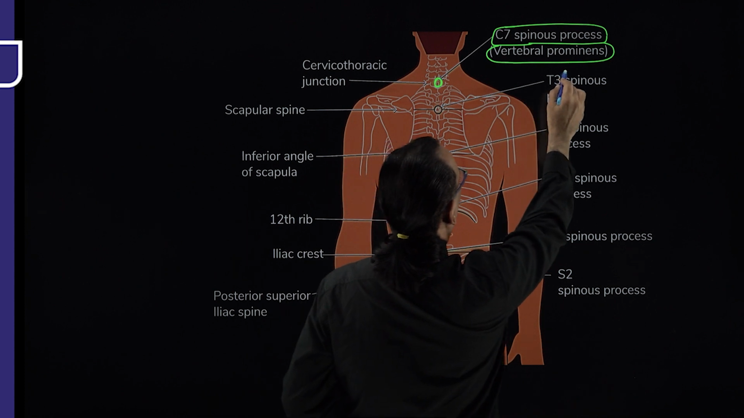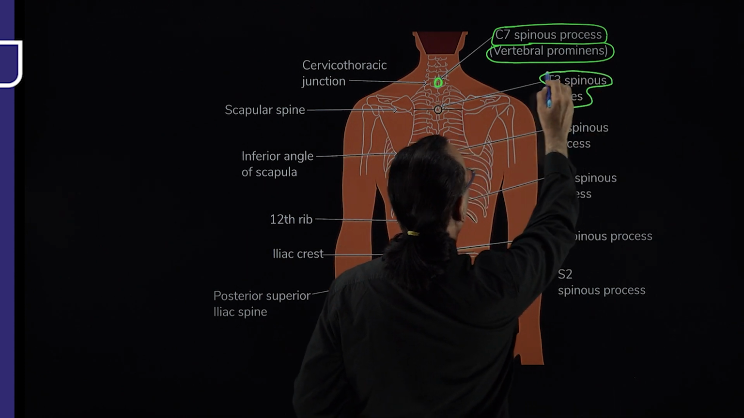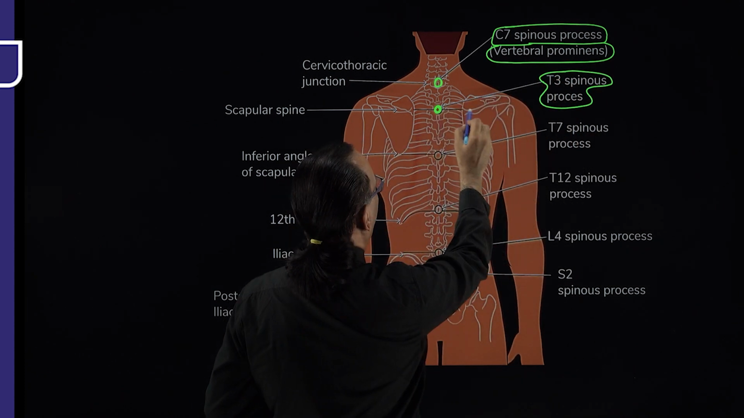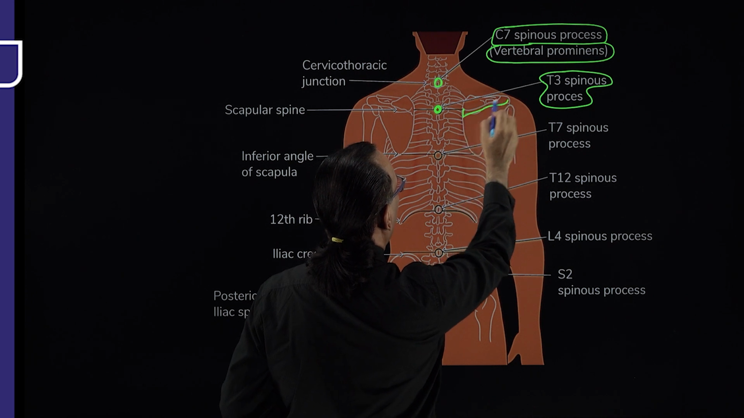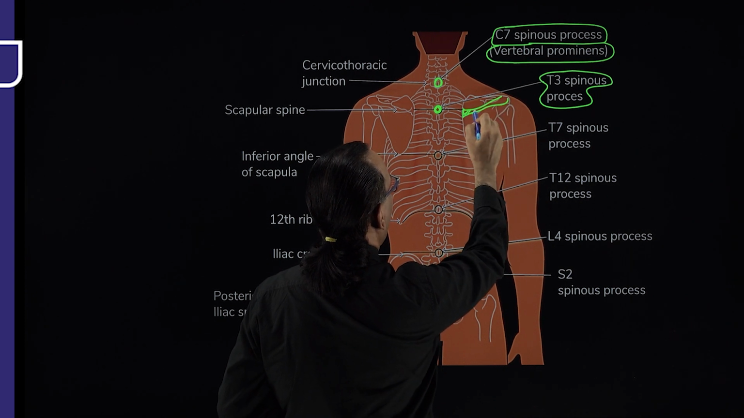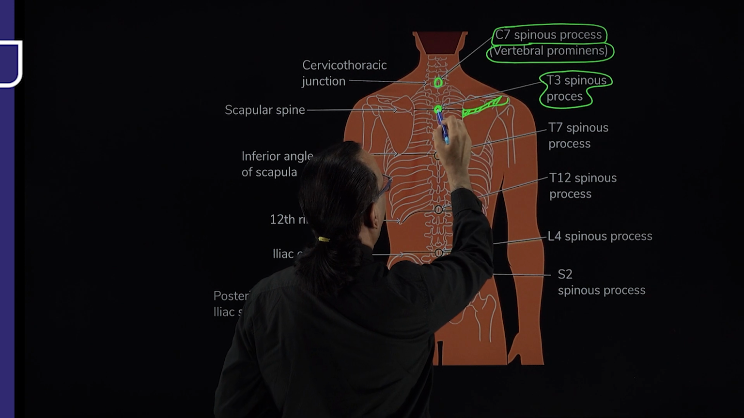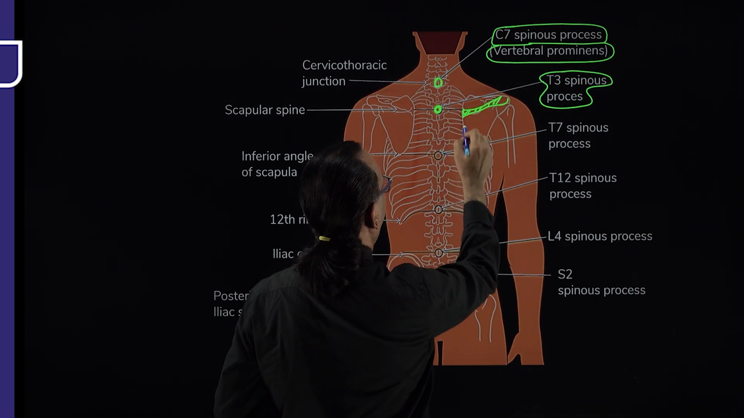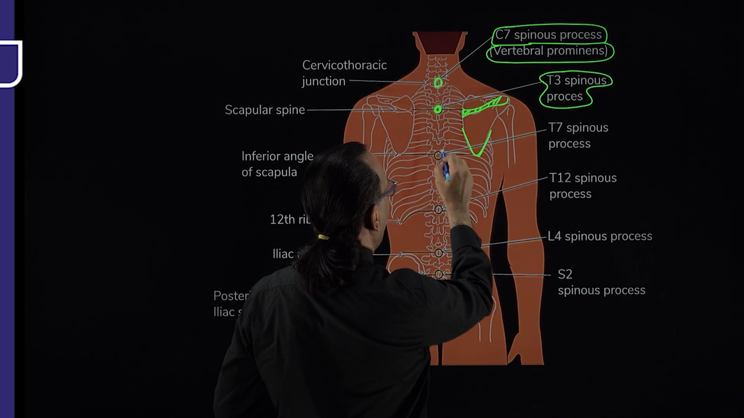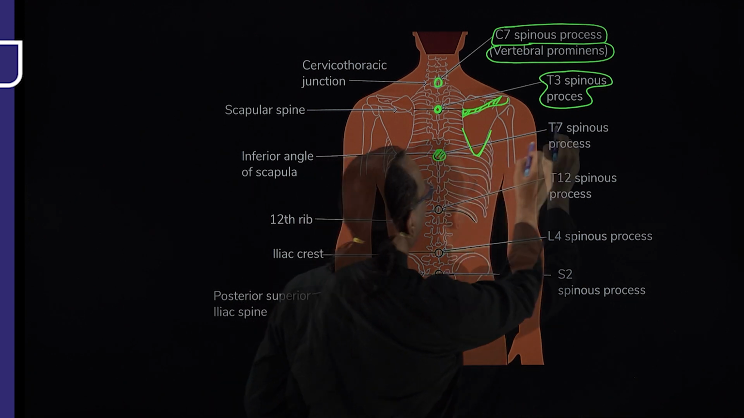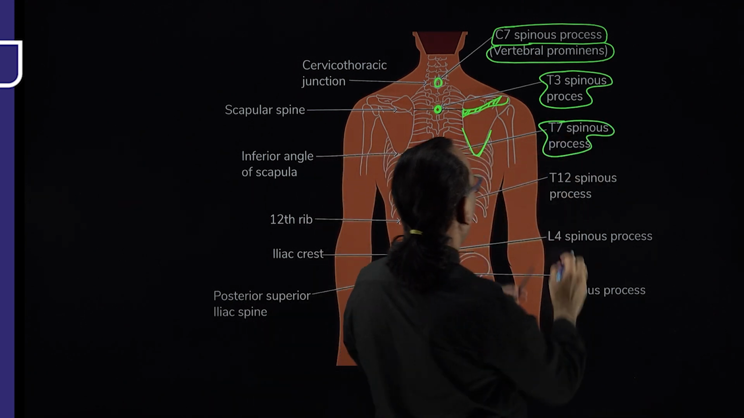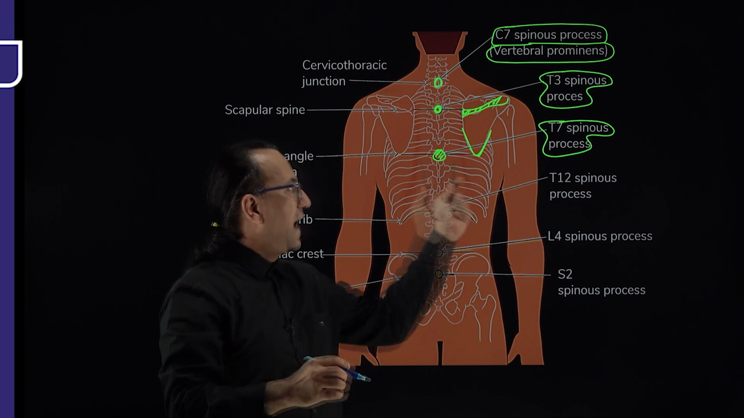Then we have to remember the T3 vertebra spinous process, because that is where we have the beginning of the spine of the scapula. So the spine of the scapula begins at the level of the T3 spinous process, and then the inferior angle of the scapula is lying at the T7 vertebral level. So at the T7 spinous process, we have the inferior angle of the scapula.